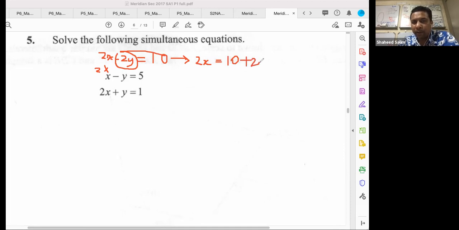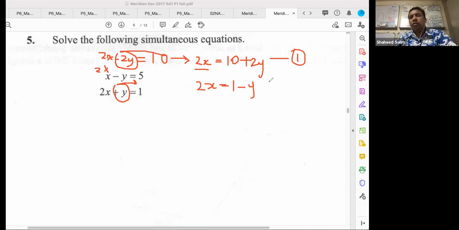Now I call this what? I call this equation 1. Notice what I've done. I have already made x to be 2x, and I've done it such that 2x is here. So now for this one, I want to call it equation 2, but I want to bring this over that side. I want to have the same format like this. So when I bring it to the other side, I have 2x is equals to 1 minus y. Can you see? Plus y, I bring over, become minus y. So this is equation 2.